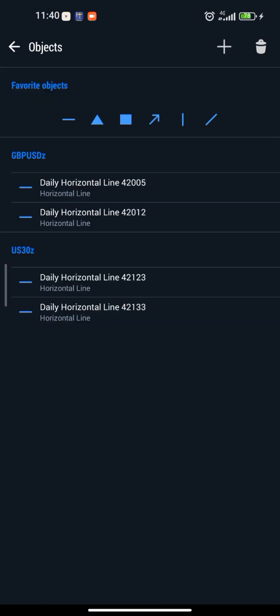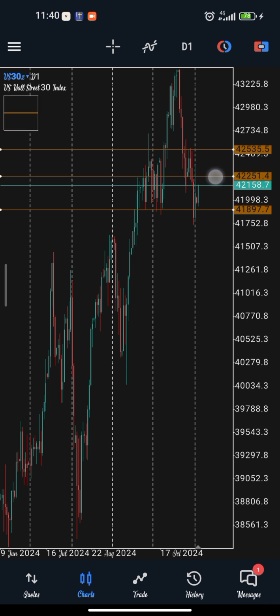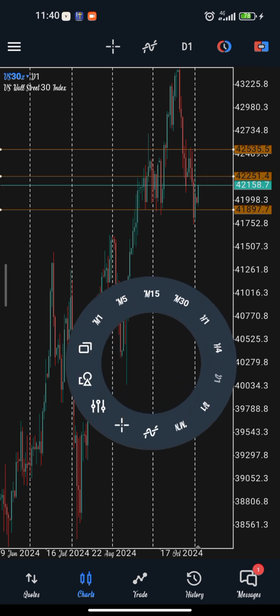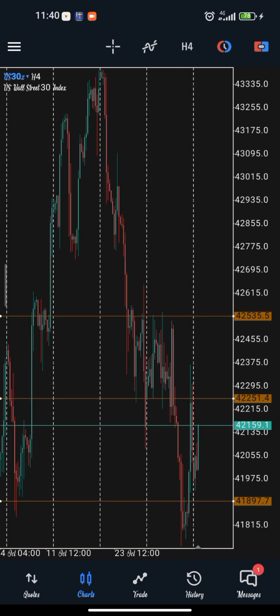Since US30 is very volatile, let me see if this level here means anything on the 4 hour. So go to the 4 hour. Okay, I think it means something on the 4 hour. So I'll be taking note of that level also, and then I'll also be taking note of this level for today.